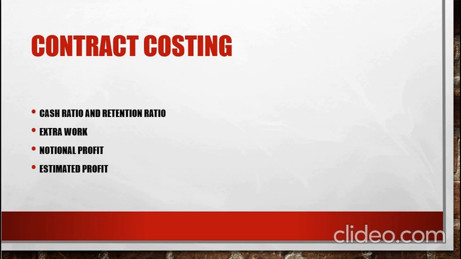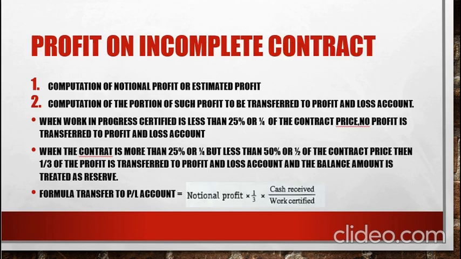So next is profit on incomplete contract. How are you going to calculate the profit on the incomplete contract? There are two steps. First is computation of notional profit or estimated profit. Then, after you know your notional profit, the second step is computation of the portion of such profit to be transferred to profit and loss account.